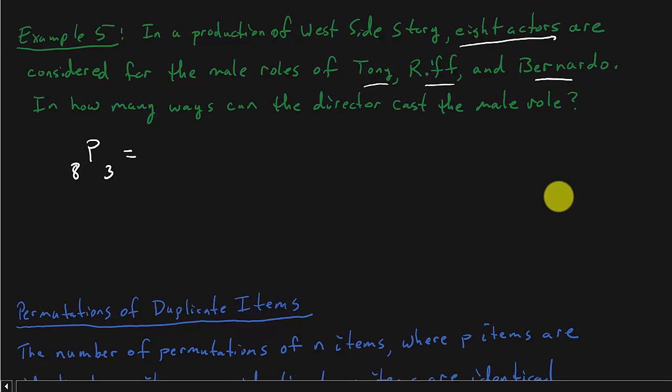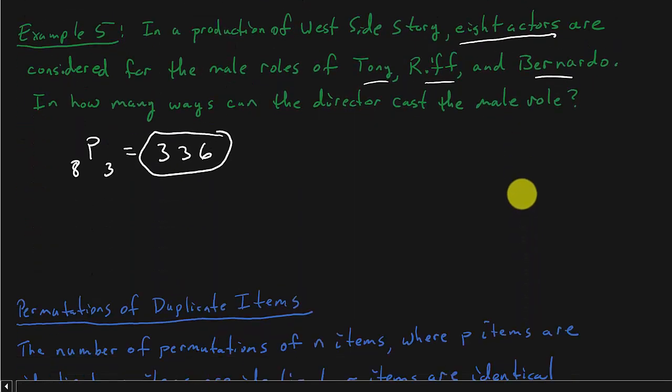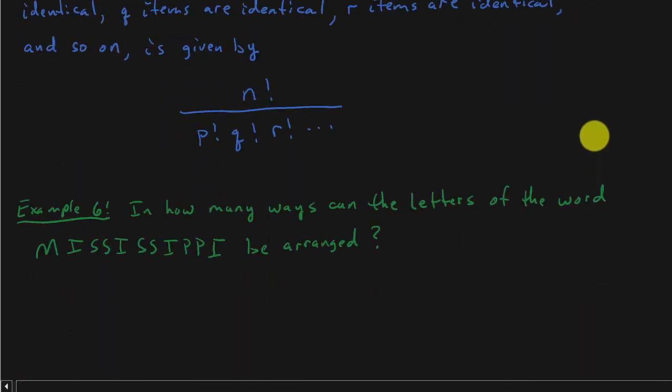And let's see, I have to do that. 8, and then I've got permutation, choose 3. And this actually just comes out to 336 different ways. All right, so I hope that made sense on that one.